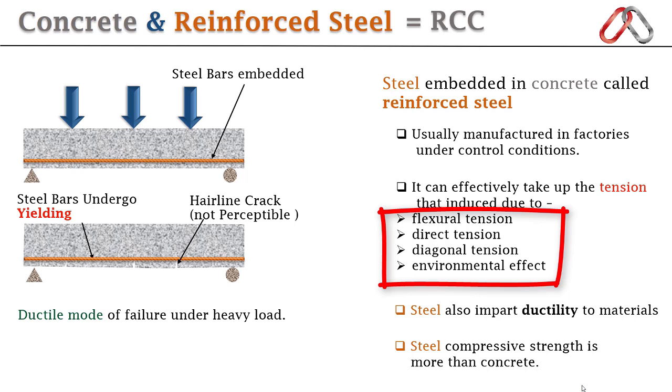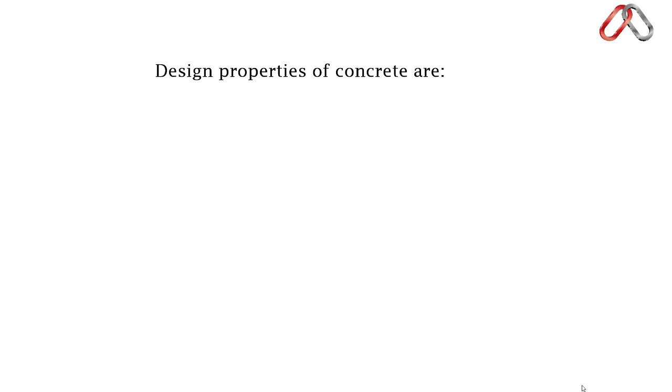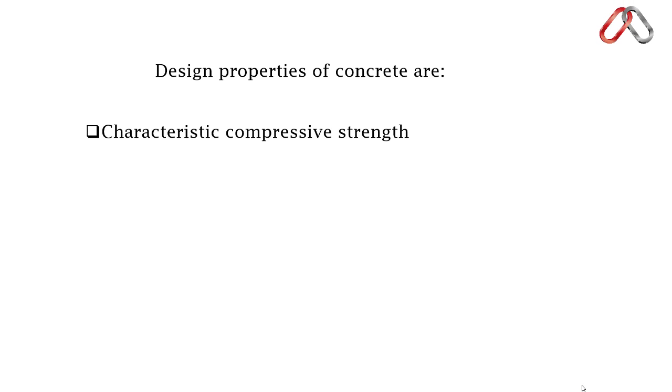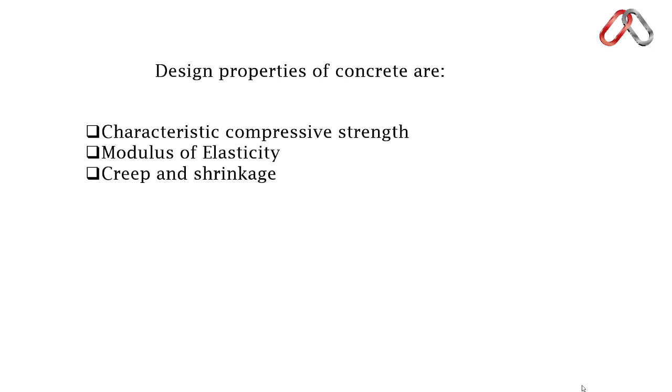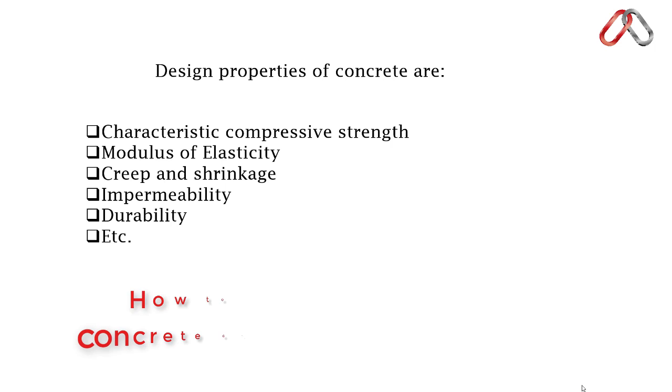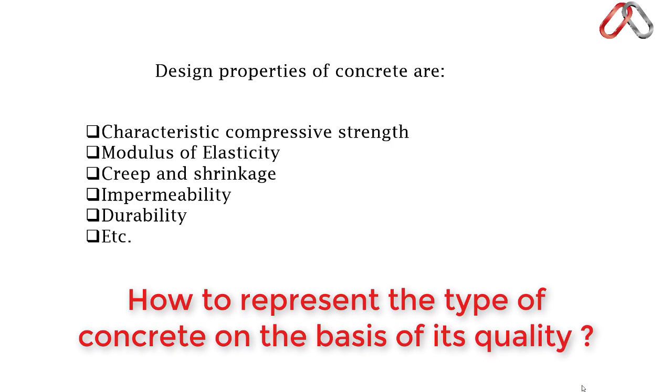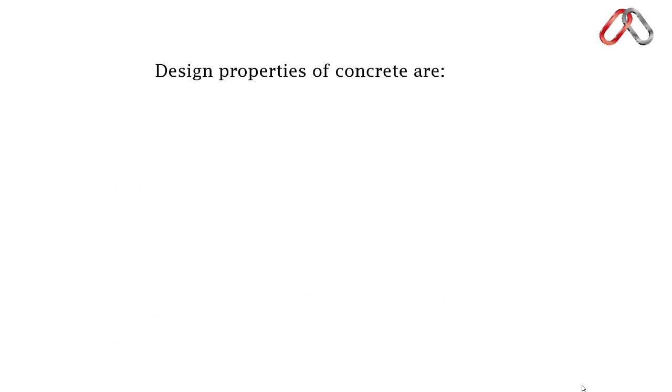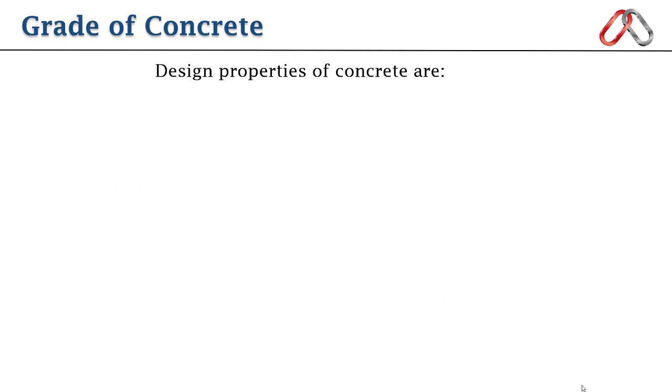After the introduction of concrete and steel, now move to some basic properties of concrete and steel. Let's begin with concrete. The desired properties of concrete are its characteristic strength, modulus of elasticity, creep and shrinkage, durability and so on. Before these properties, let's take a look at an important point: how to represent the type of concrete on the basis of its quality. We simply use the term grade of concrete to represent the quality of concrete.